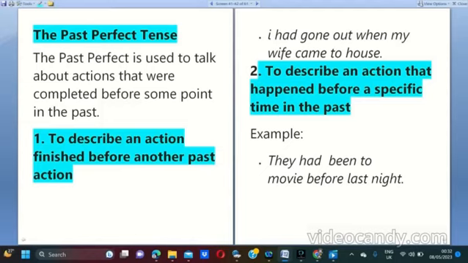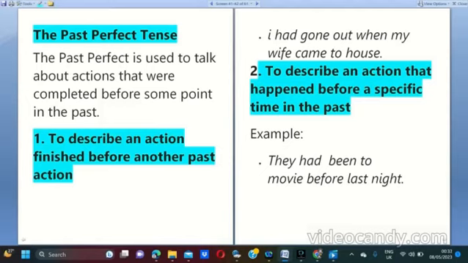Here, which happened first? I had gone out happened earlier than my wife came to house. When I had gone out, it is the earlier action. Next, my wife came to home is the later action. For earlier actions, we use past perfect tense. For later actions, we use simple past. Here, we use two tense combinations. One is past perfect, another one is simple past. Past perfect is useful to talk about earlier actions. Simple past is useful to talk about later actions.